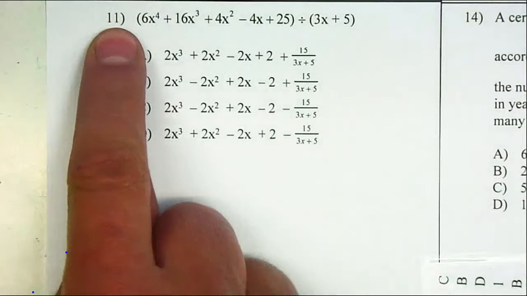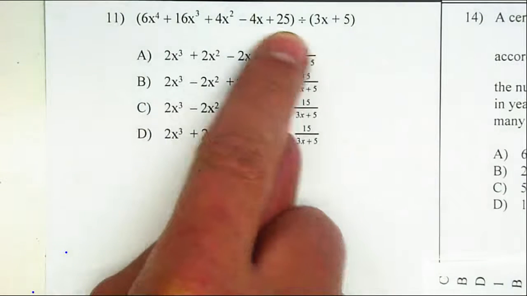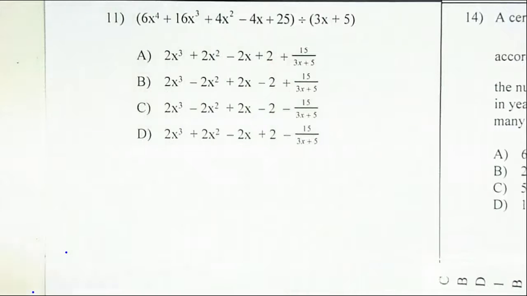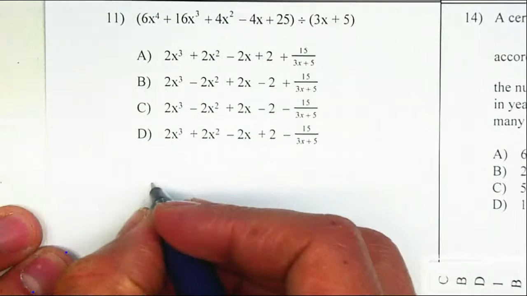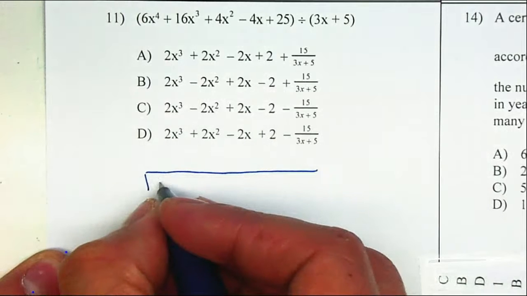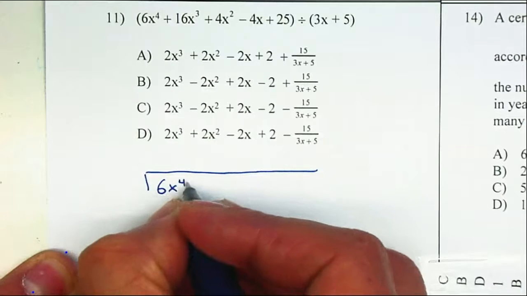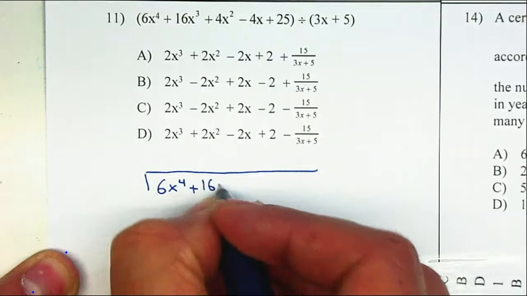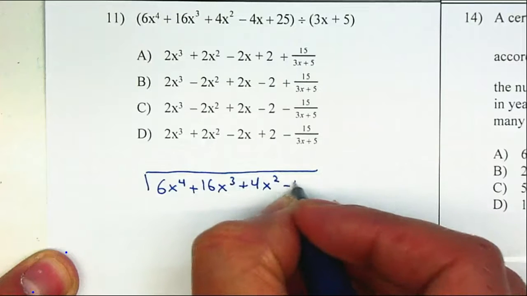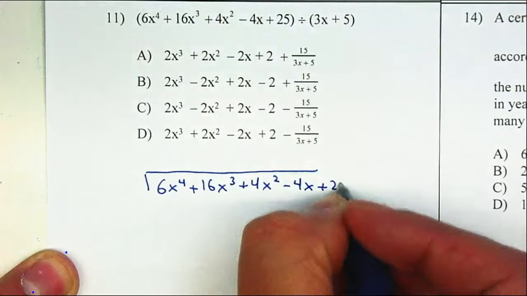Number 11. We need to be able to divide this polynomial by 3x plus 5. So we just need to do the long division. We have 6x to the fourth plus 16x to the third plus 4x squared minus 4x plus 25.